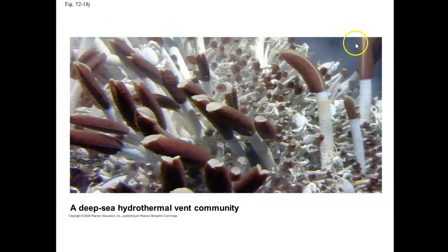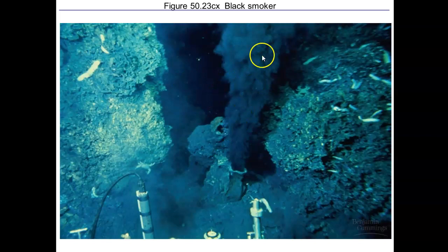This again is lit. This is normally totally pitch black, and these are gigantic tube worms right here with a whole bunch of hemoglobin in their gill structures, exposed right here, taking oxygen out of the water. And they have a whole bunch of symbiotic bacteria living in them that are chemoautotrophic, living off of all the high energy chemicals here. Notice that little crab right there.